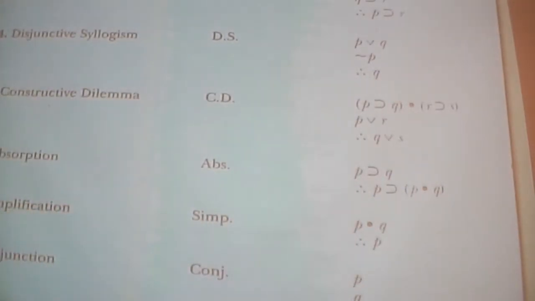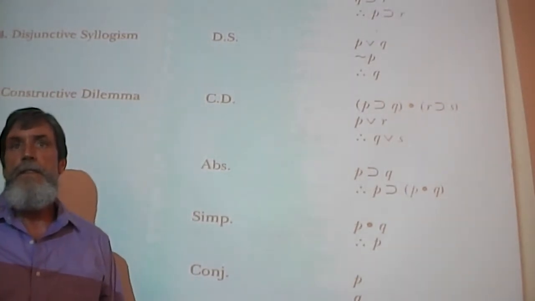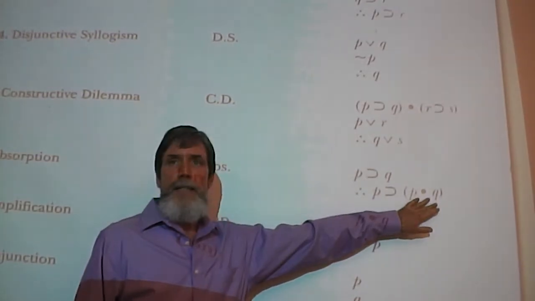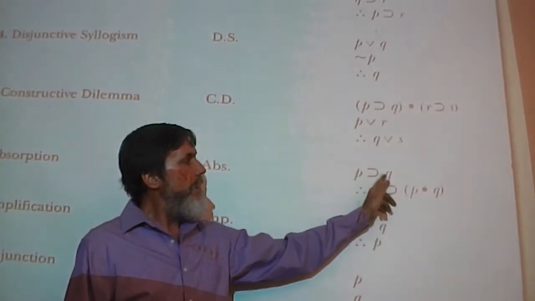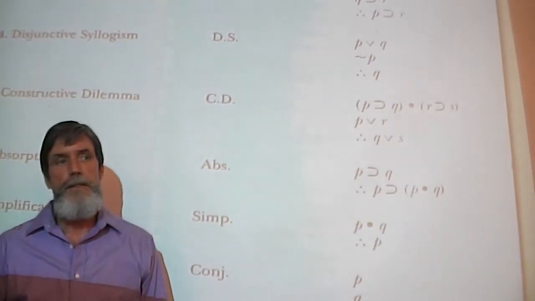Absorption has only one premise. It's a conditional statement. The conclusion is also a conditional statement whose antecedent is the same as the antecedent of the first premise, and whose consequent is a conjunction of the antecedent and the consequent of the first premise.